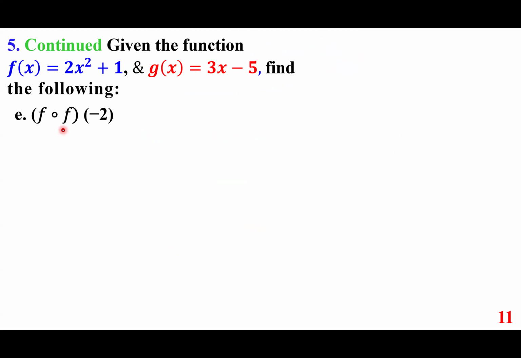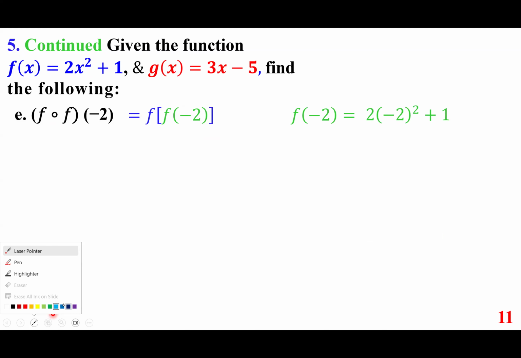We want to find f of f of negative 2. By the way, you can always find f of f of x and then plug in negative 2, but f of f of negative 2 means find f of minus 2 first. So f of minus 2 means 2 times negative 2 quantity squared plus 1. And this is 4. So we get 8 plus 1 is 9. So in essence, we want f of 9.